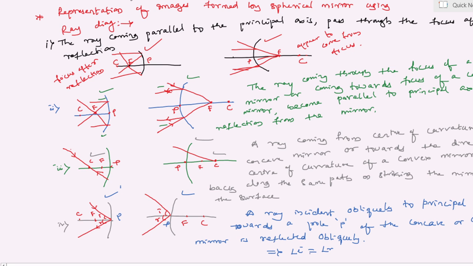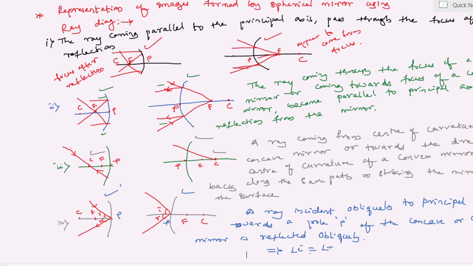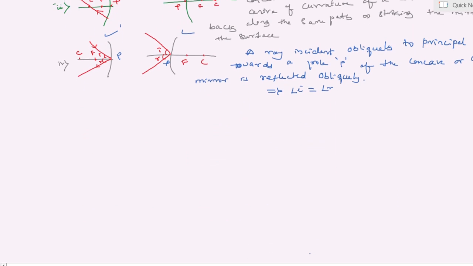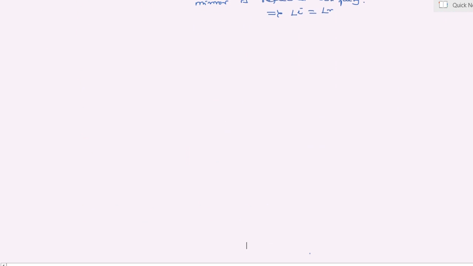And what are the uses of concave as well as convex mirrors? Yes, a concave mirror is used in torches, searchlights and vehicle headlights to get a powerful parallel beam of light. Yes, my dear students, it means a concave mirror is used where? In searchlights as well as in automobile headlights and torches. Why? Because to get what? A powerful beam of light.